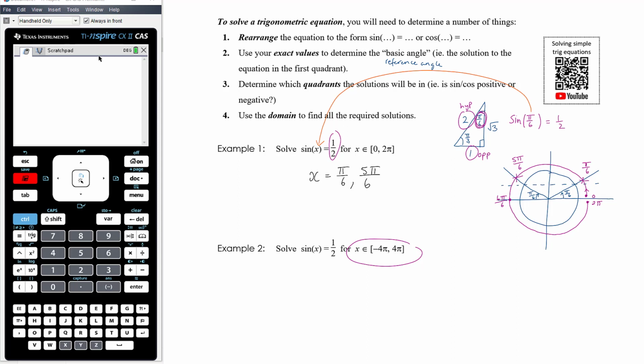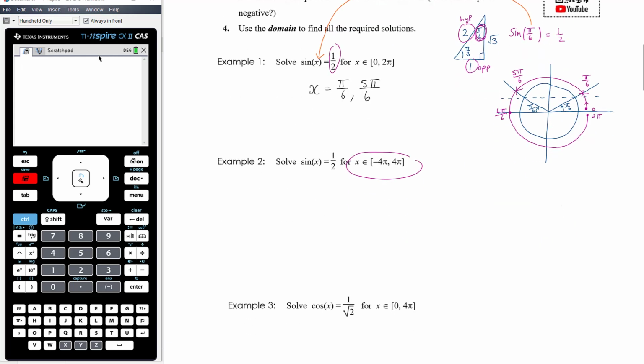Okay, so essentially we've already done most of the steps that we need to do here. Thinking through our steps, the function is already rearranged so that sine of something equals a number. Our exact values we already did in part 1. We know that it's pi on 6 when sine of x equals 1/2. Which quadrants? Sine equals 1/2 in quadrant 1 and quadrant 2. And so the only thing that's changing here is the domain, that very last step.